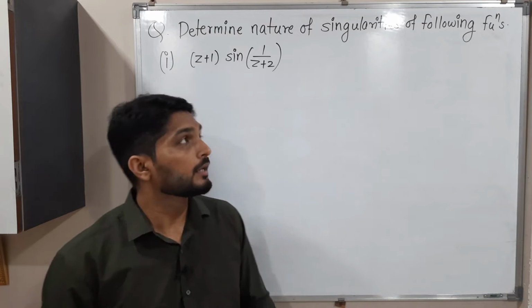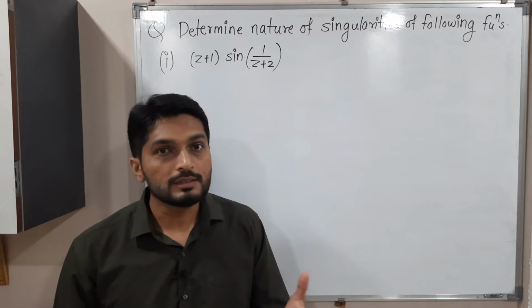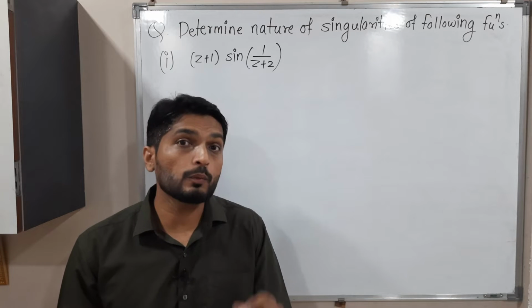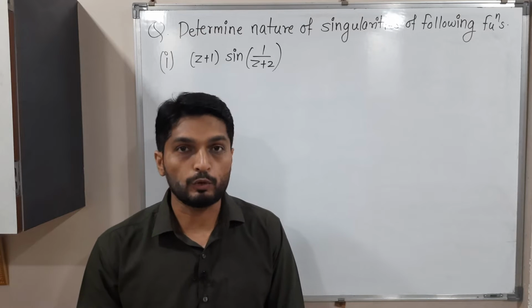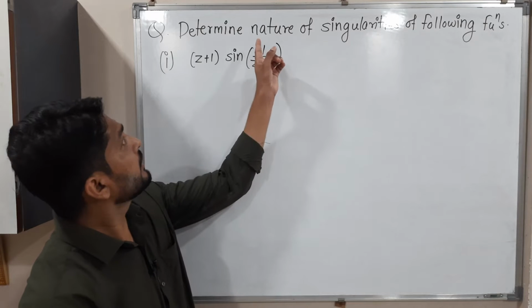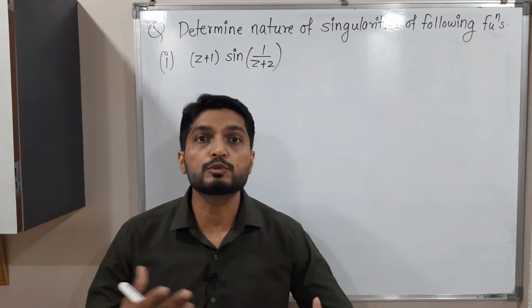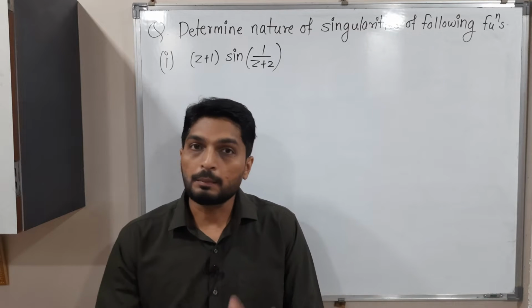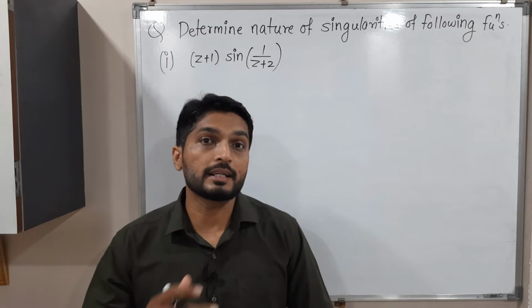For example, if I put z is equal to minus 2, z plus 2 is 0. That means for z equal to minus 2, the denominator is 0, so it is a singular point. But actually the main task is to find the nature, that means the type of singularity. There are several types of singularities. In the previous video we have already covered them, but let us recall all those types and then we will start to solve problems.